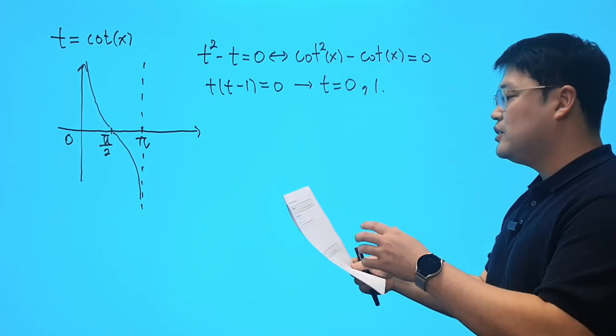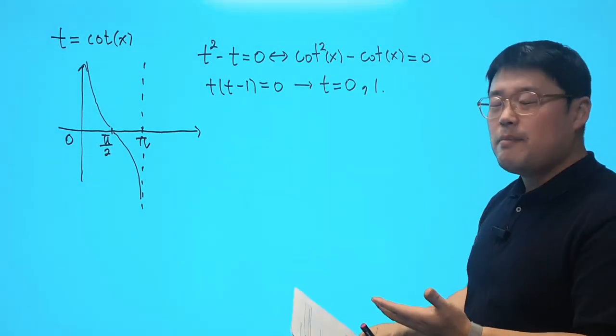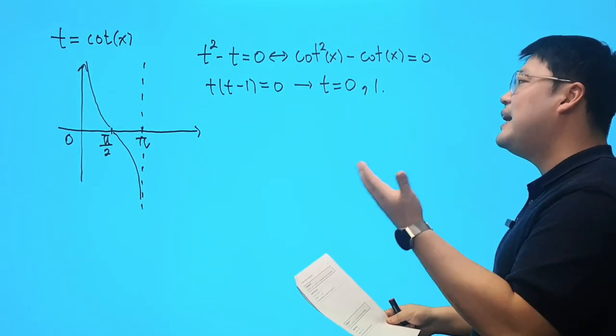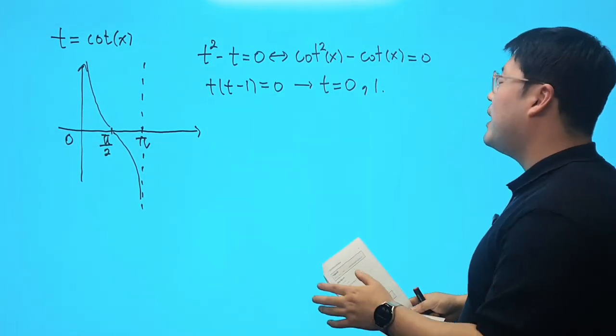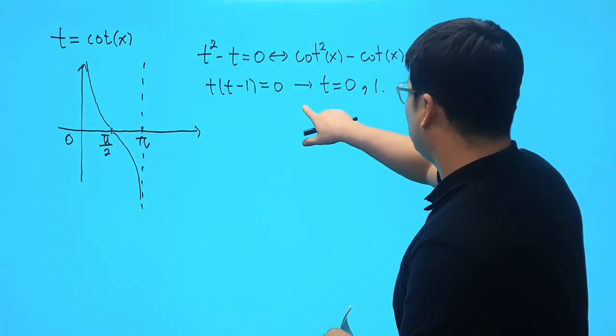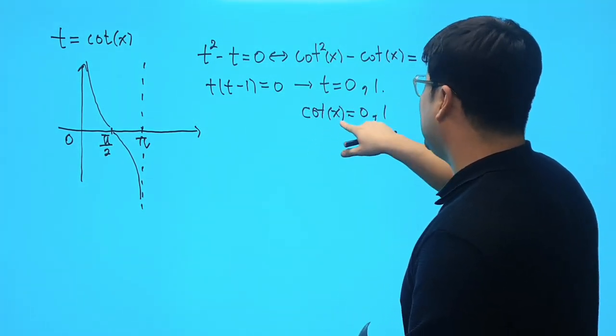The question was asking us to find the number of real solutions. Thankfully, we don't have to worry about the exact value. But in this case, we can find the exact value too. But forget about finding the exact value. Let's just try to find out what cotangent x equals 0 or 1 means.